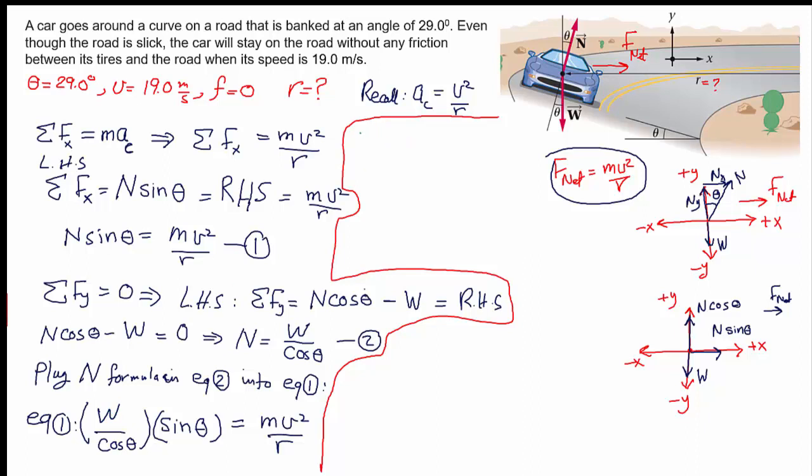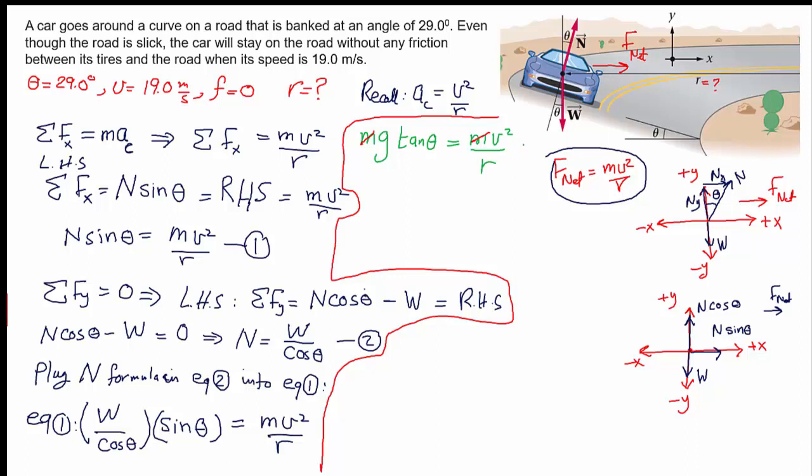So if we do that here, on the left-hand side we will have mg, which is w, and sine over cosine is basically tangent of the angle. This is equal to mv squared over the radius of the rotation r. Now m here can be cancelled out. m is not given in the question, so this is good news. We can cancel out m. And now we can solve for r.